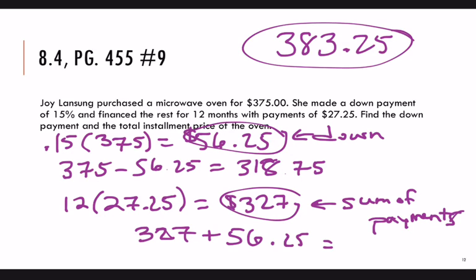Now, this problem did not ask you to find the finance charge, but if you wanted to find that, the finance charge is however much extra she pays over the original cost. So if you just took this final answer, that's the sum, everything that was paid, the installment price, and then subtract $375, that gives you the interest or the finance charge.